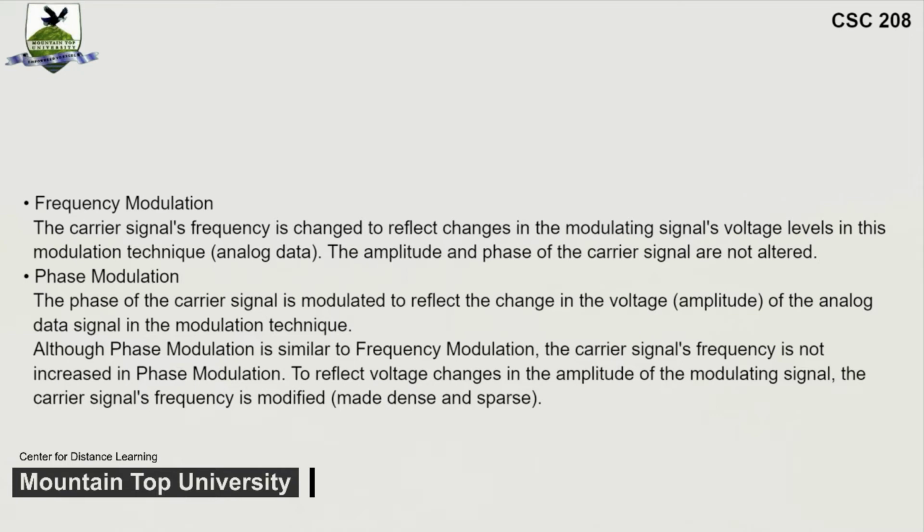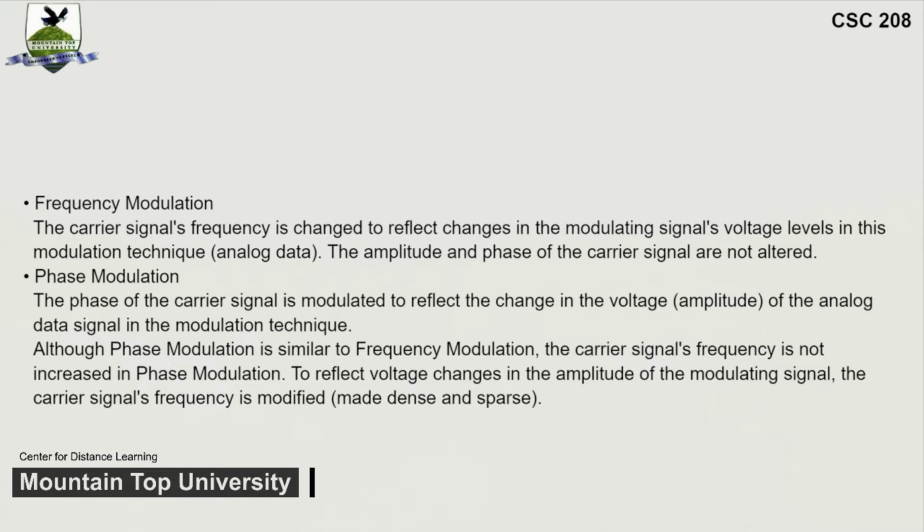The phase of the carrier signal is modulated to reflect the change in the voltage amplitude of the analog data signal in the modulation technique. Although phase modulation is similar to frequency modulation, the carrier signal's frequency is not increased in phase modulation. To reflect voltage changes in the amplitude of the modulating signal, the carrier signal's frequency is modified, made dense and sparse.